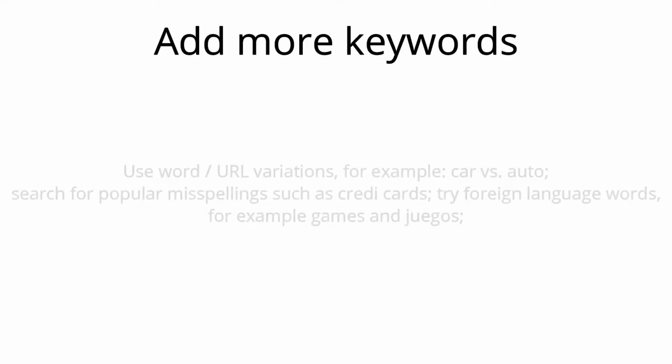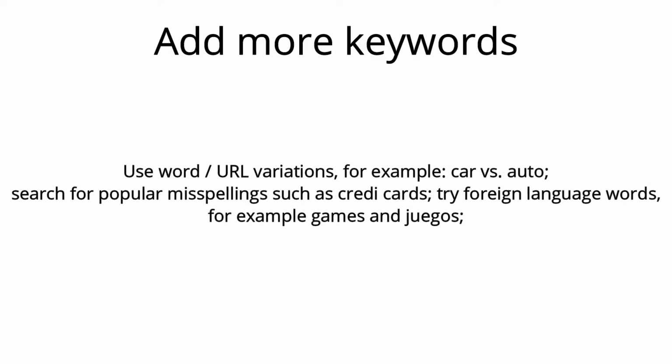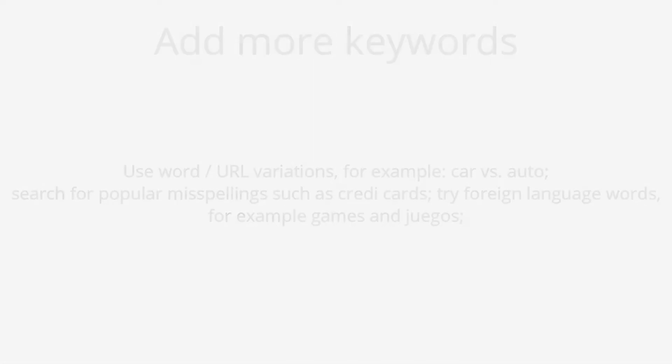Also, you should add more keywords. You should use word or URL variations, for example, car versus auto. Search for popular misspellings like credit cards without the T, or try foreign language words, for example, games and juegos. If you need to find some hints on which keywords might be useful, you can take a look at SimilarWeb and use their browser plugin.